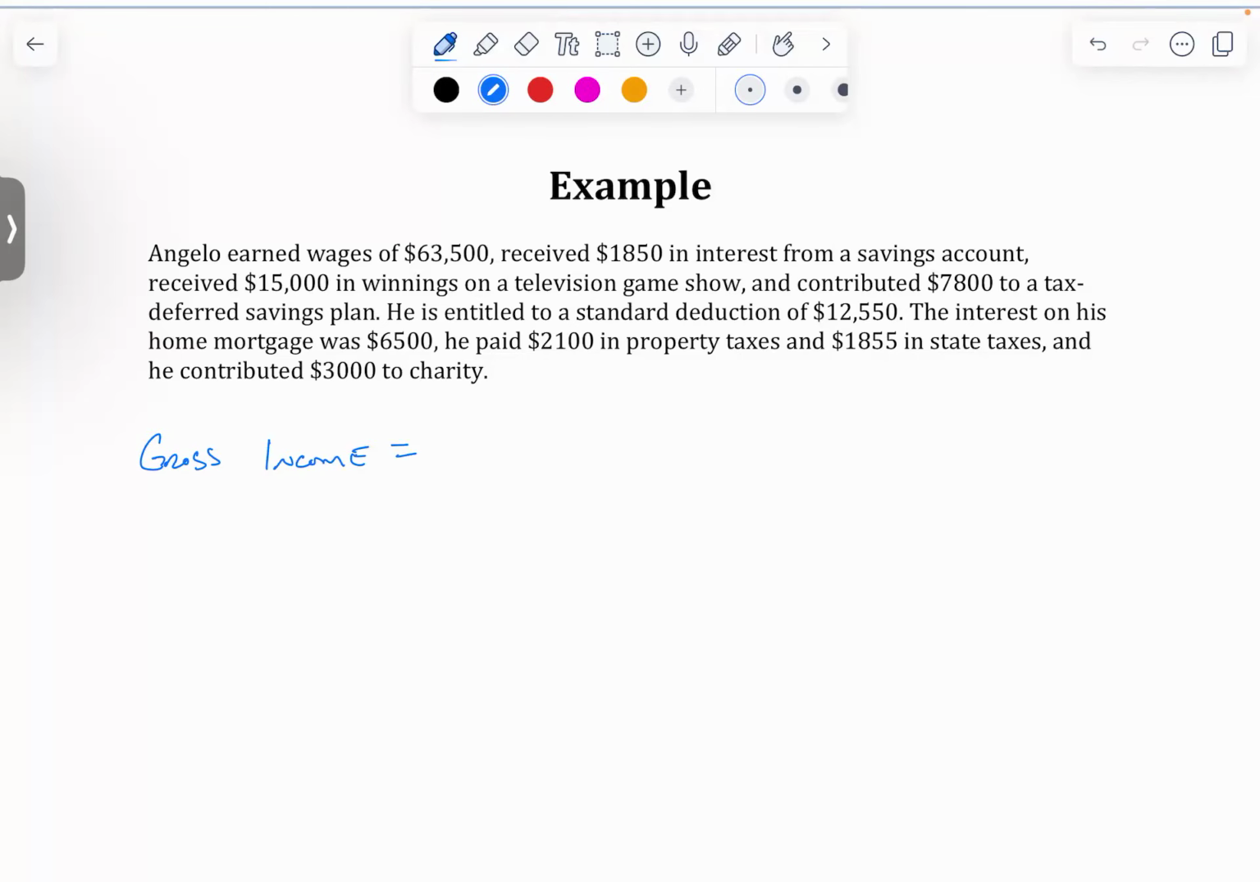Right? So we talked about it. Wages. All right. Your job, your main job, that's where the majority of this will come from. Then, if you have significant amounts of interest in savings accounts and things like that, and if you are lucky enough to actually be on a game show, oh, look. All right. So our gross income for Angelo is $80,350.